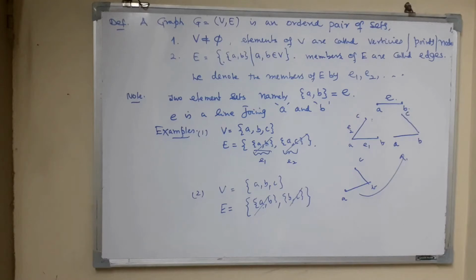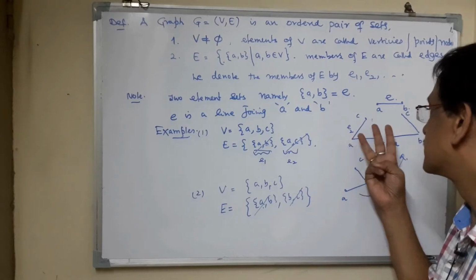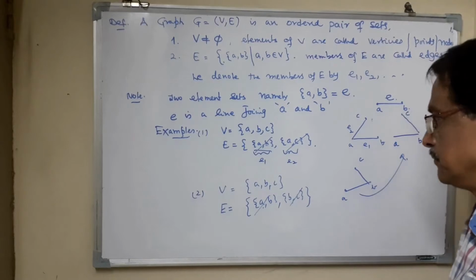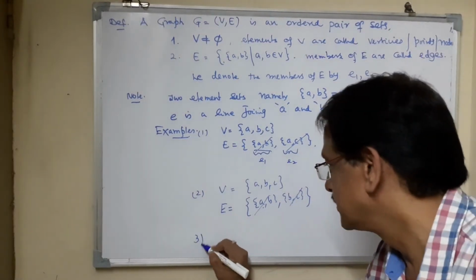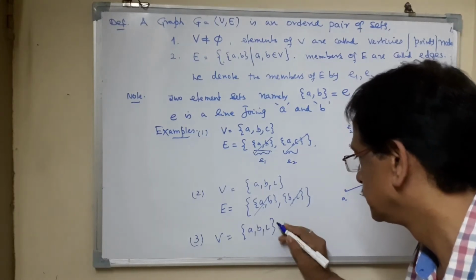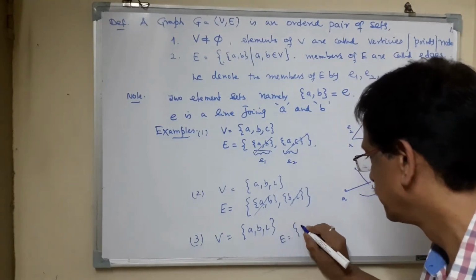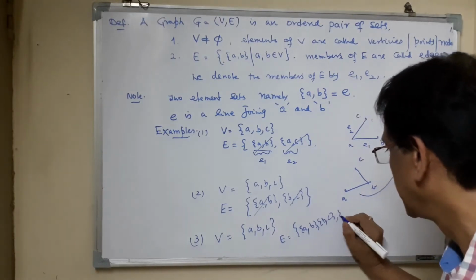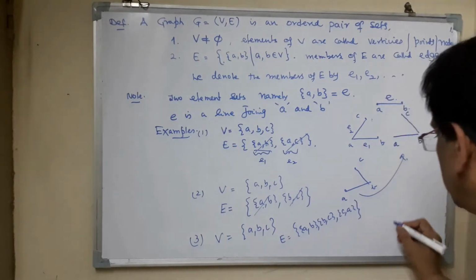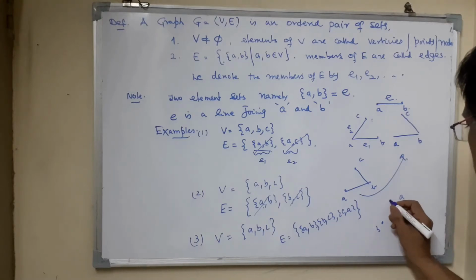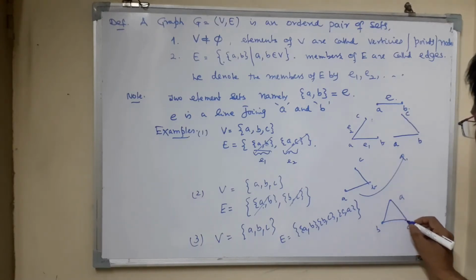So what we can see is a three element set with two edges. We have seen. Why can't we see a three element set with three edges? V is {A, B, C}, E is the set AB, BC, CA. So this is A, B, C, join AB, BC and CA.